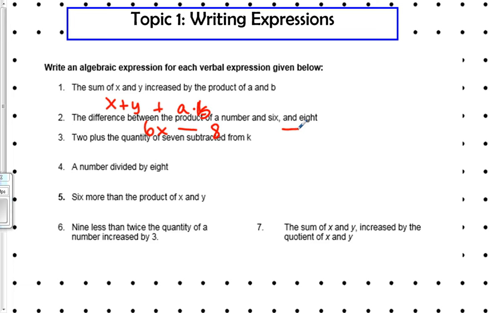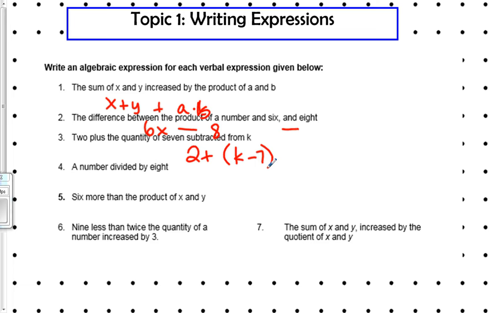Okay, 2 plus the quantity of 7 subtracted from k. Okay, 2 plus, I can write that. That's no big deal. 2 plus the quantity of. Okay, here's quantity of. So we are adding to 2 this quantity of 7 subtracted from k. Well, they're telling us that we need to do that subtraction first. But PEMDAS states that we go from left to right, right? So I need the parentheses here so that I do the subtraction first and then add it to the 2. Okay, so 7 subtracted from k. That would be k minus 7. Subtracted from. I'm taking the 7 away from the k.